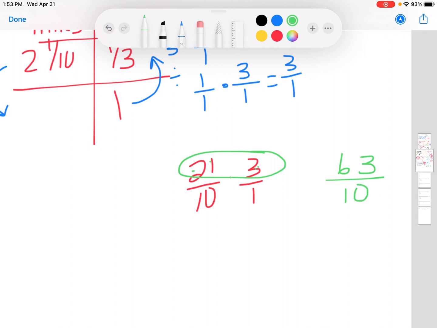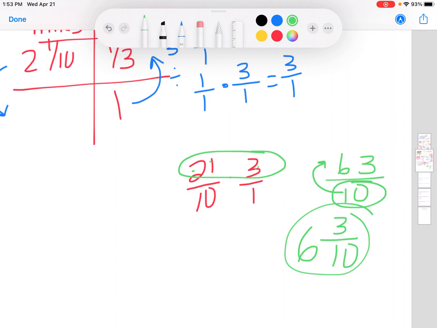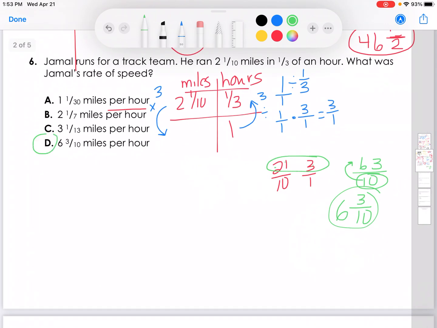Then I have to think, how many times does 10 go into 63? Well, I know it goes in 6 times with 3 left over because 10 times 6 is 60, and then there's the 3 left over. And I keep my denominator. So 6 3/10. So we can go 6 3/10 of a mile per hour.